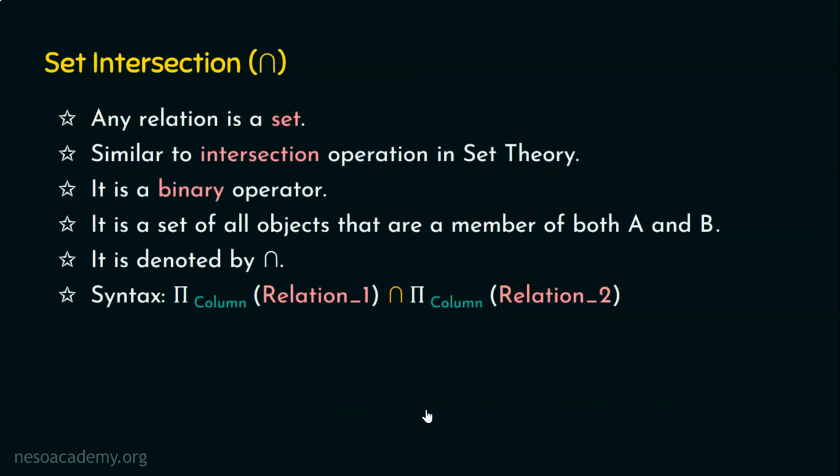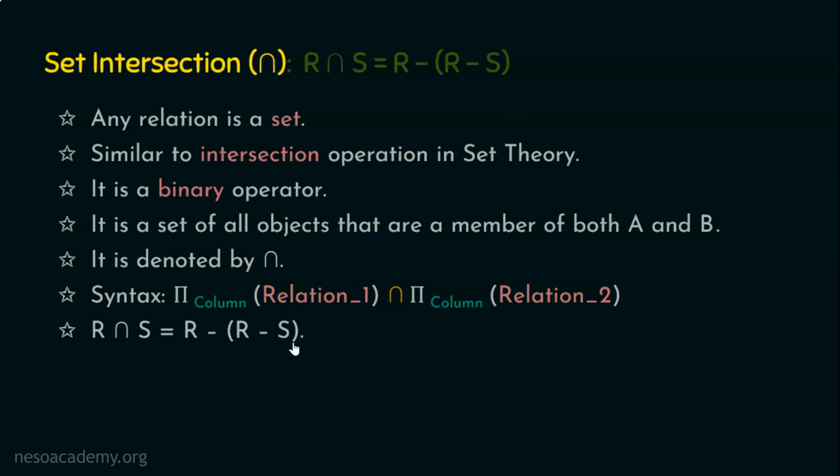Let's see that now. We have already seen the basic concepts of set intersection. Now this set intersection can be achieved without using the set intersection operator. How? R intersection S gives the same output as R minus (R minus S). We know what minus is, the set difference. First we perform R minus S, and then apply R minus on that output. It means R intersection S is equal to R minus (R minus S). Don't worry about this, we shall prove it now.